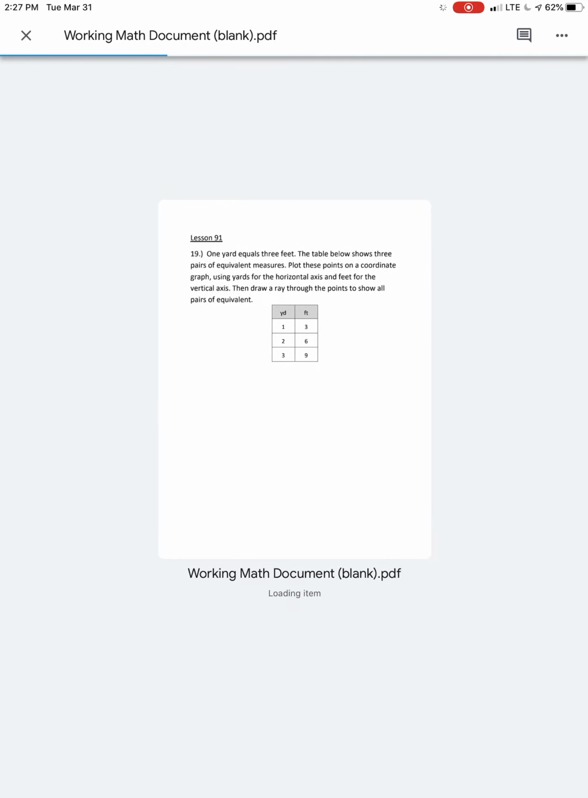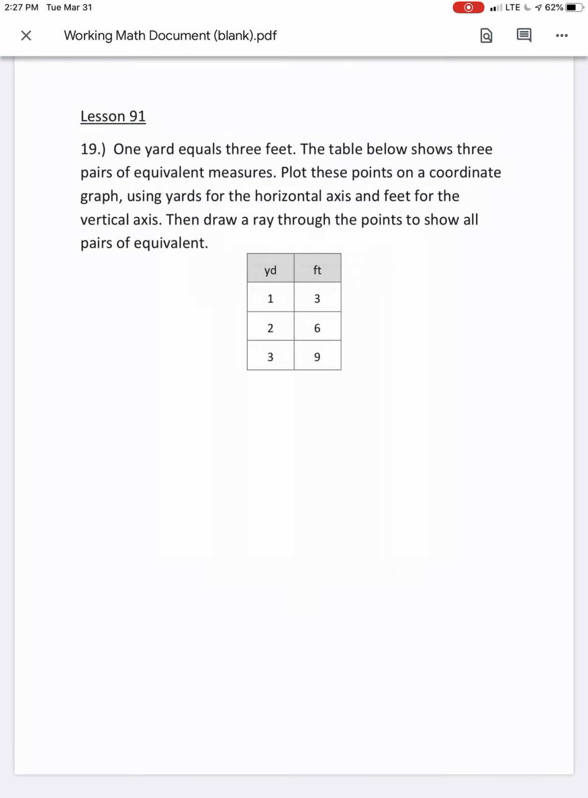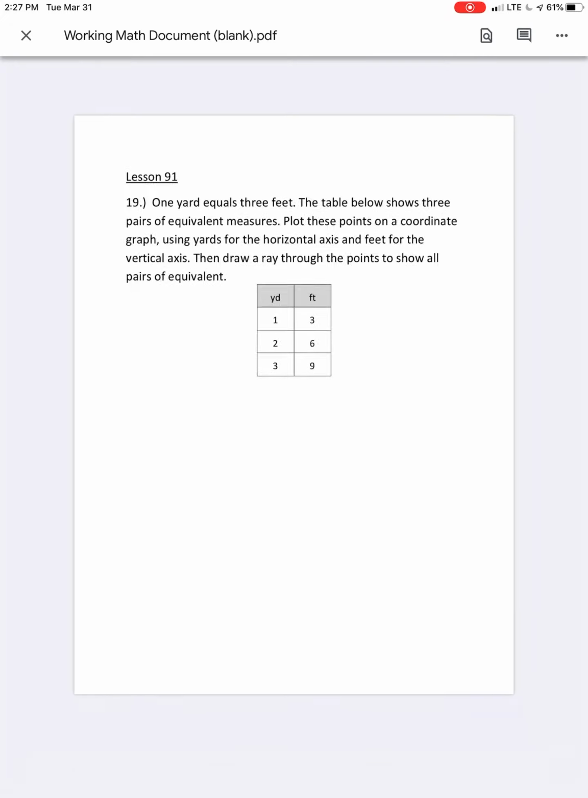Okay, so let's take a look at this. So what does this say? There we go. All right. It says 1 yard equals 3 feet. The table below shows 3 pairs of equivalent measures. Plot these points on a coordinate graph using yards for the horizontal axis and feet for the vertical axis. Then draw a ray through the points to show all pairs of equivalents.